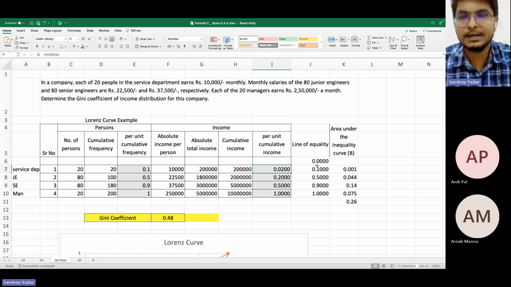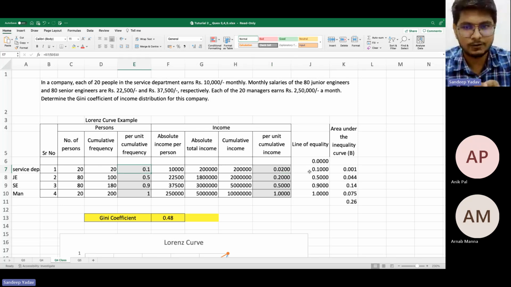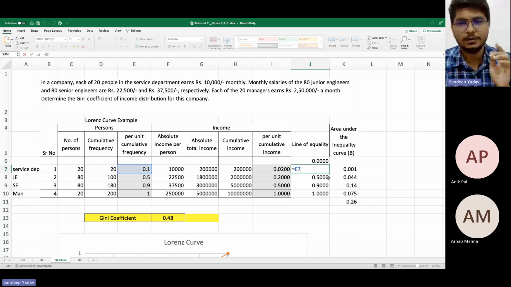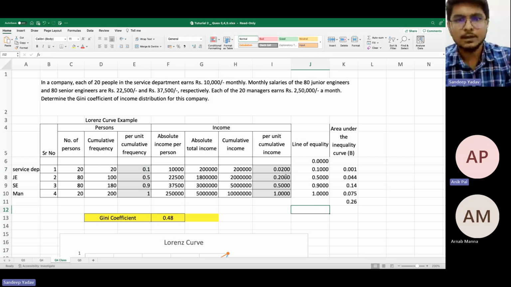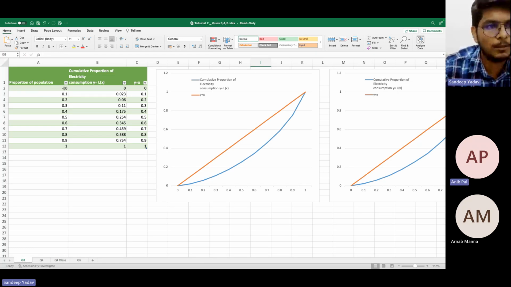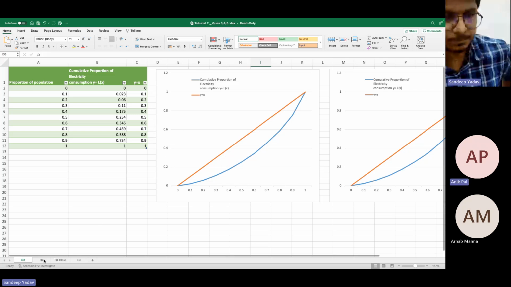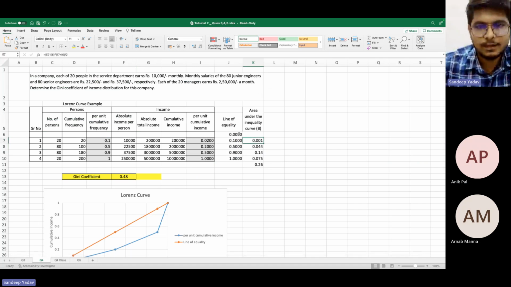Now, the line of equality. What is the line of equality? It is the case where Lx is equal to x. If you have to draw a line of equality, we have to follow this equation. The line of equality will be exactly equal to 0.1, 0.5, 0.9, and 1. Can you repeat the line of equality? Yes. If you see the previous question, when you draw this, 0 will be 0 and 0.1 will be 0.1. This is the proportionate thing, so when x and y are equal, this gives us the line of equality. And the area under the equality curve will be.